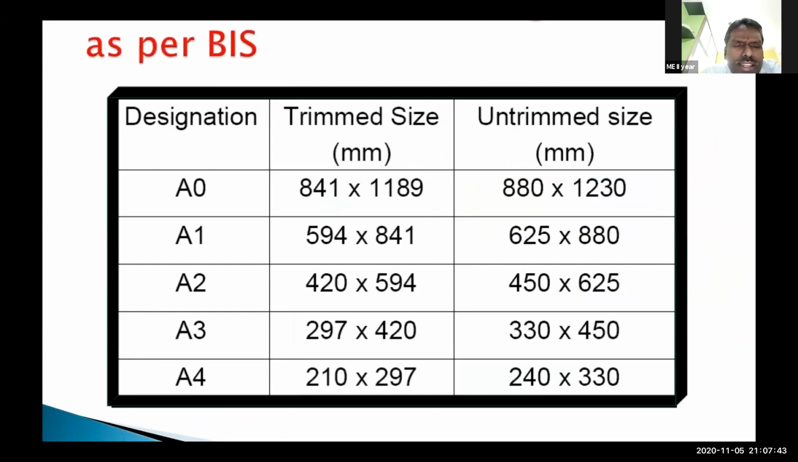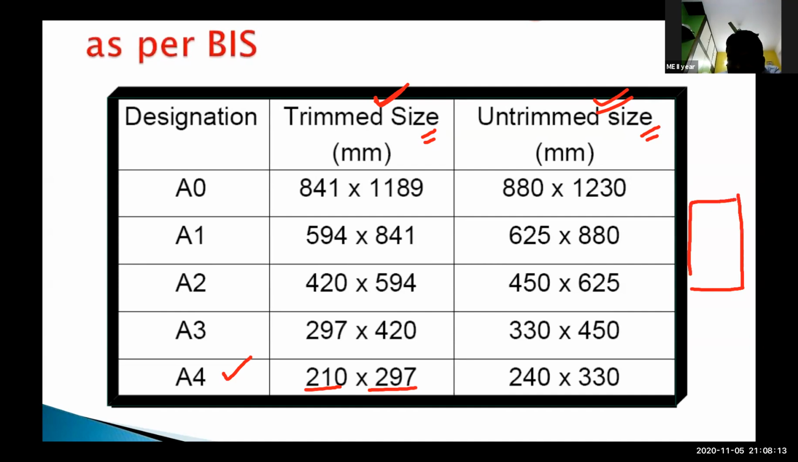So here designations will be there. You know A4 paper, trimmed size and untrimmed with borders. With borders, the size of A4 is 210 by 297. So horizontal is 210 and vertical is 297. It is in mm.